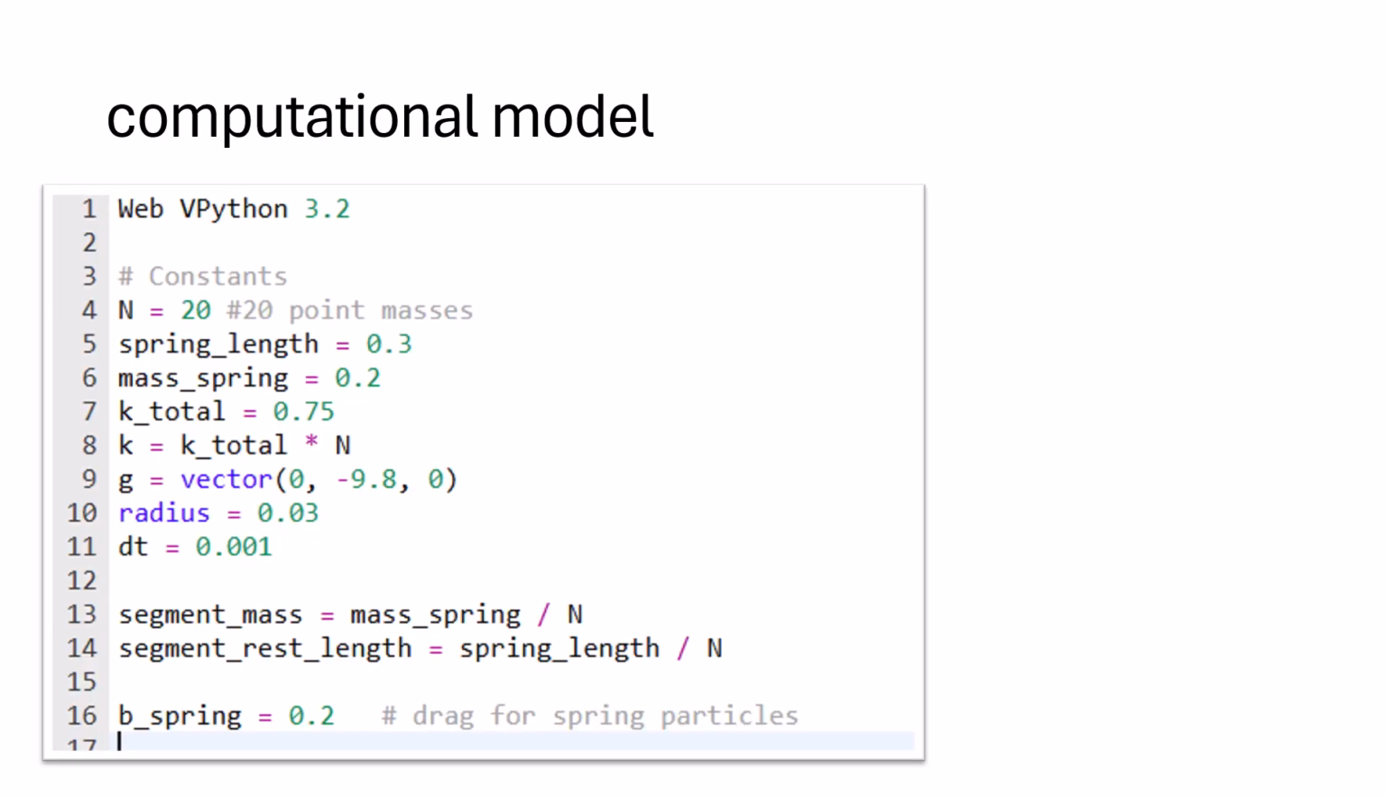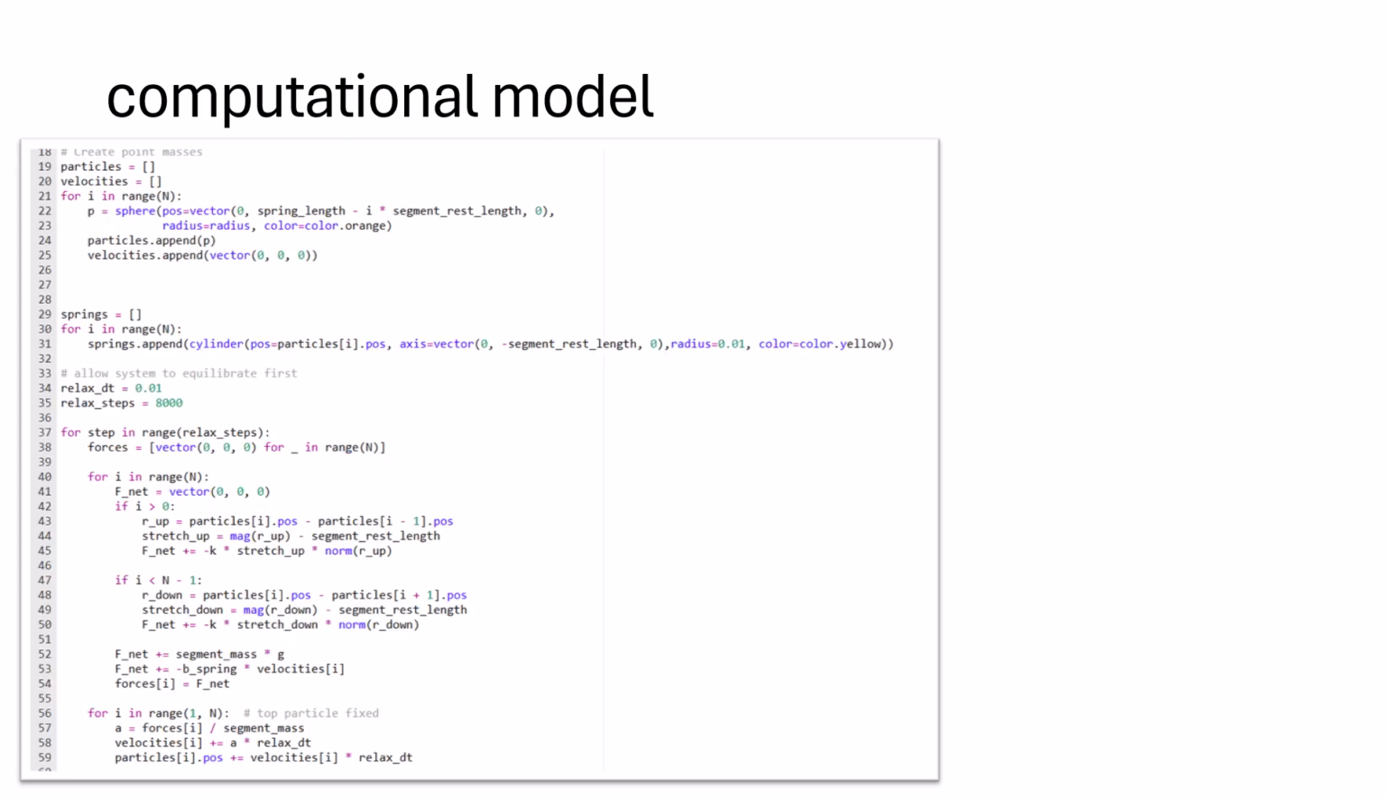For the computational model, I modeled the slinky as a series of point masses connected by massless springs. In this code extract, I used 20 point masses to model the spring. I then initialized an array for the particles and their respective velocities. Initially, all the particles were set up equidistant from each other and with a velocity of 0. Then I allowed the system to equilibrate.